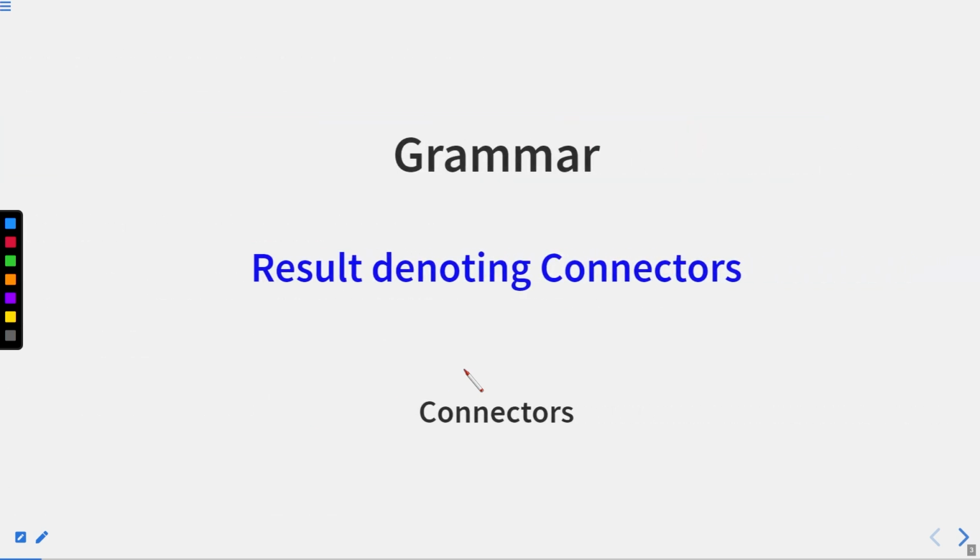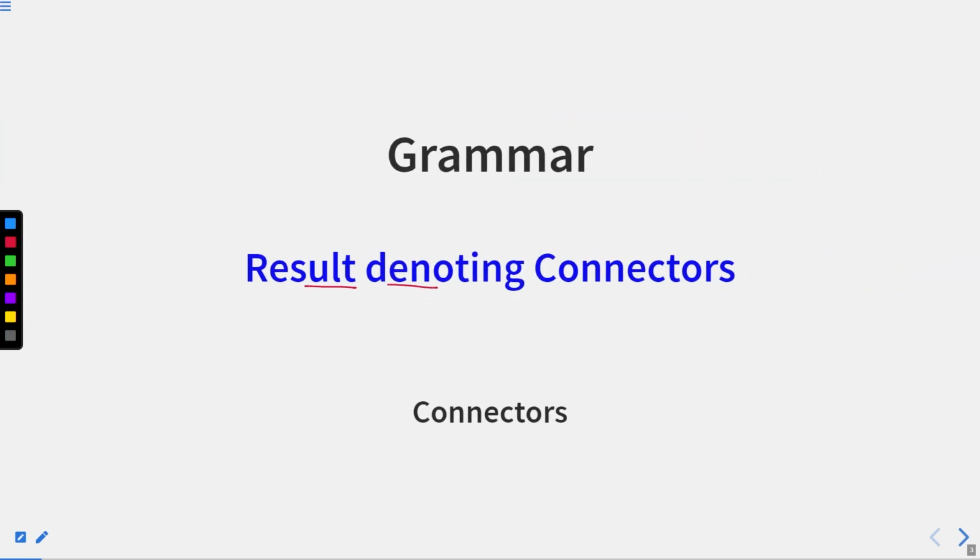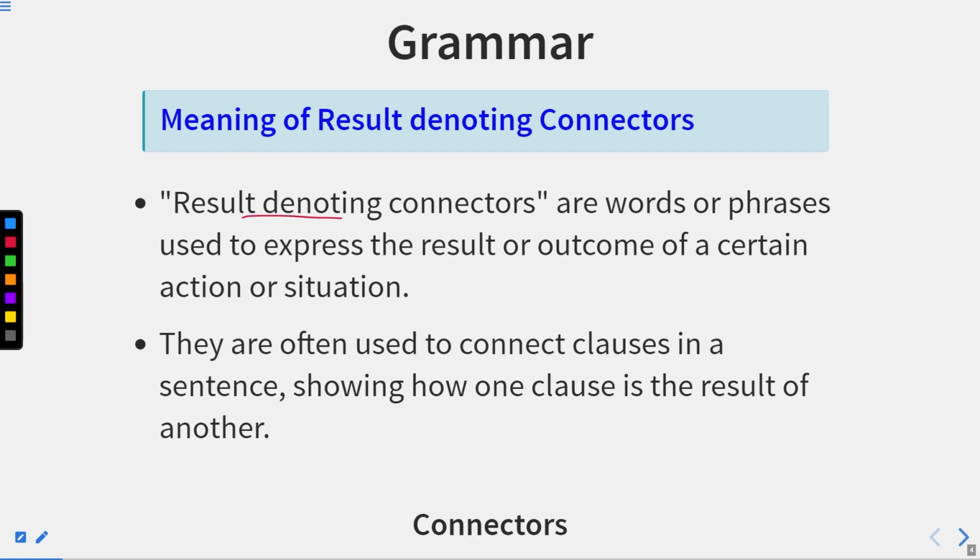So, let's begin. First of all, let us introduce result denoting connectors. Result denoting connectors are words or phrases used to express the result or outcome of a certain action or situation. It means whatever the outcome of the situation will be, the connector that will show or introduce that particular result part is a result denoting connector. In our earlier sessions, we read connectors that show or emphasize the cause. But in this part, the main emphasis will be on the result. It means whatever the connector will be, it will introduce the result clause.